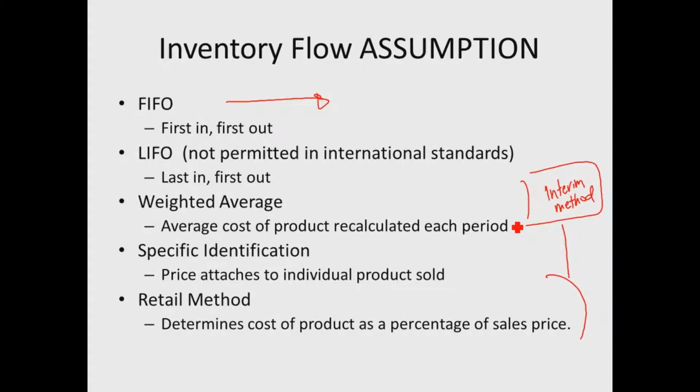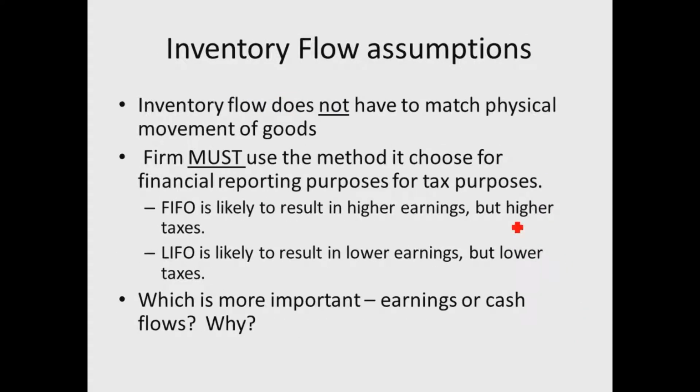So when you ask some companies in the U.S. why or why not are you looking forward to the transition towards international standards, the biggest issue will be, well, we're concerned about the fact that we can't use LIFO, and that may end up costing us a lot in real tax dollars. Okay, so that is one of the big concerns about harmonization.